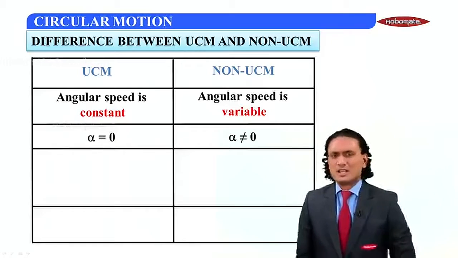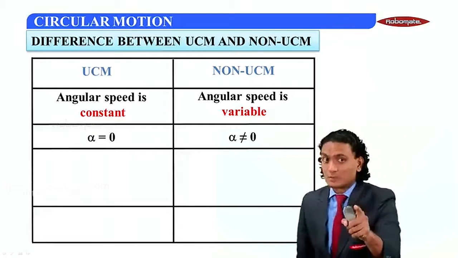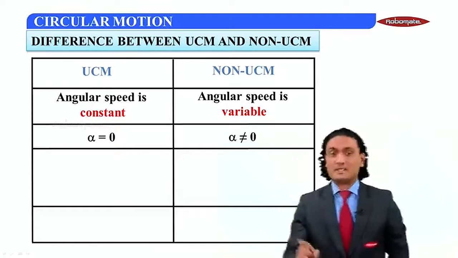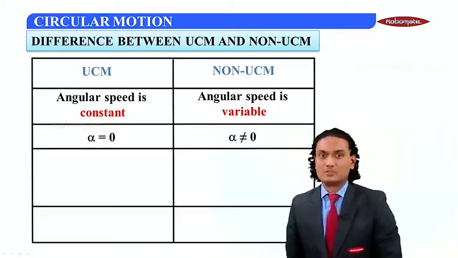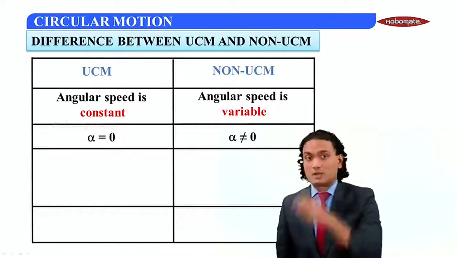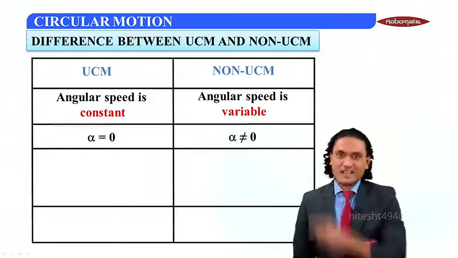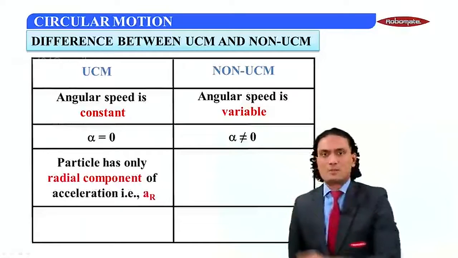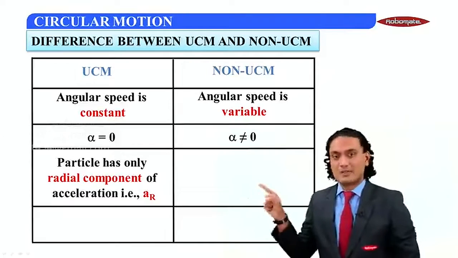Third difference. Now students, we all know UCM is an accelerated motion. We have seen this in the previous module. Yes or no? Yes, we have seen. So UCM is an accelerated motion, and a particle performing UCM will have only one component of acceleration. What is that component? You have revised. A particle performing a uniform circular motion will have only one component of acceleration, and that component is your radial component of acceleration. So it will have only AR.